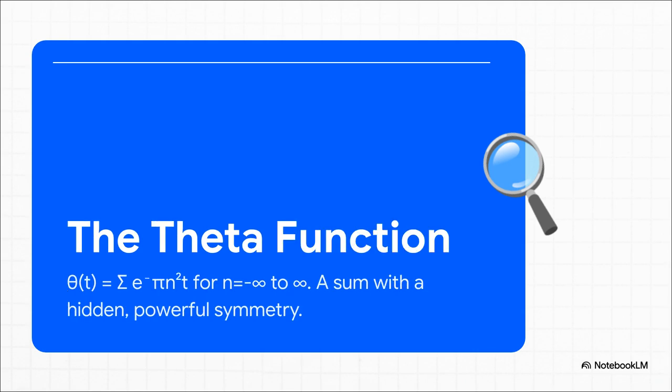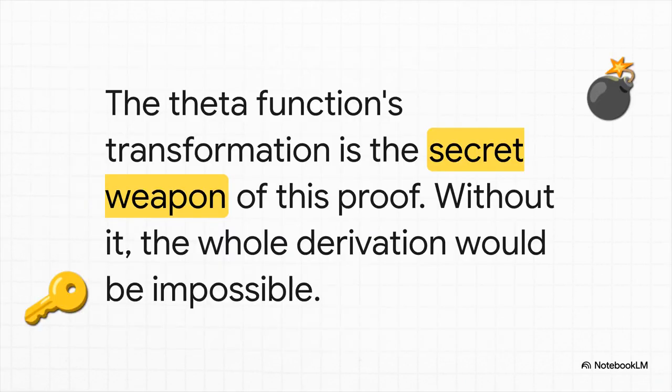And our second key player is the Jacobi theta function. Now, just like the zeta function, it's an infinite sum. But this one has a secret. It has a kind of magical property, a built-in symmetry, that is, and I'm not exaggerating, the absolute key to this entire proof. In fact, this property is so important, we should just call it what it is. It's the secret weapon of this proof. Without it, the whole beautiful structure we're about to build just falls apart.